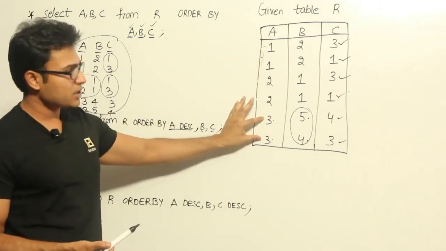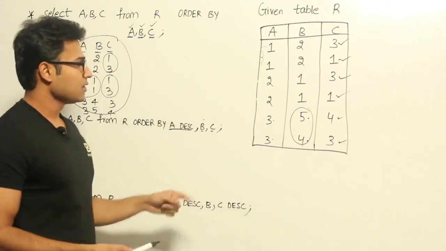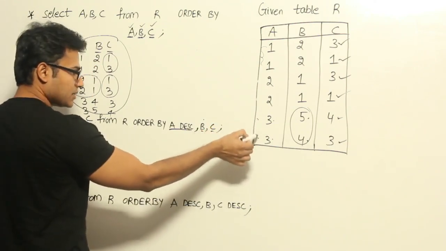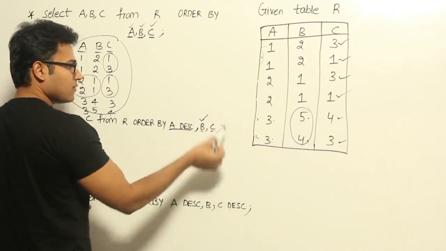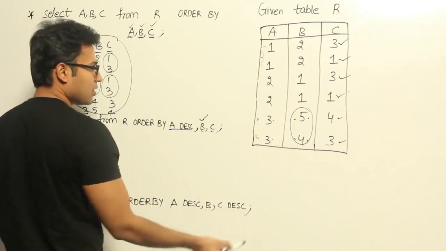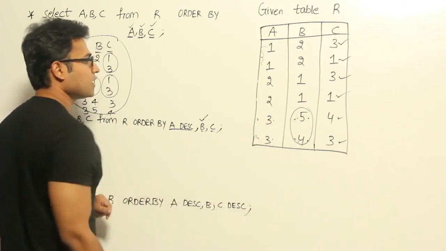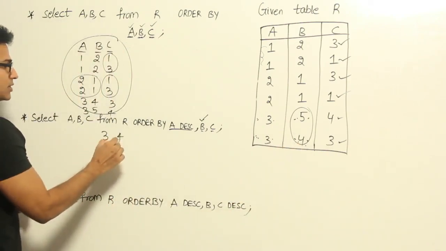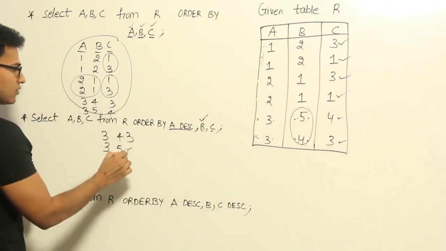Now among all the tuples which are containing 3, we have to order them first by using B in the ascending order, right? Since the values of A for these two are the same, you have to take the next attribute to order by, which is B, and for B you have to use the ascending order. Therefore 4 will be displayed first and then 5. So the first one to be displayed is this one. Got it? So 3 4 3 will be displayed first and then this one, which means 3 5 4 will be displayed.